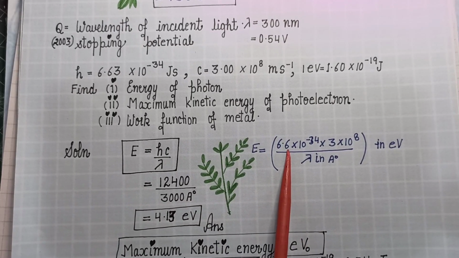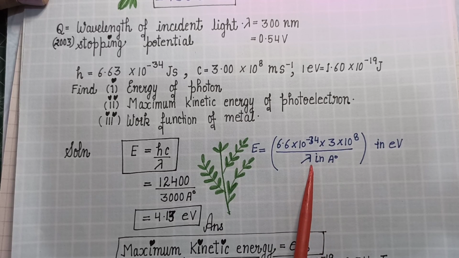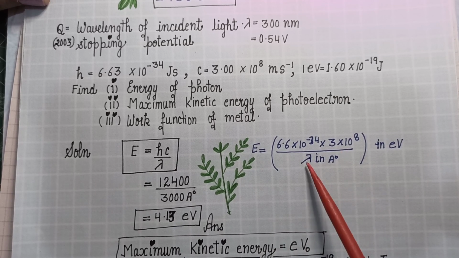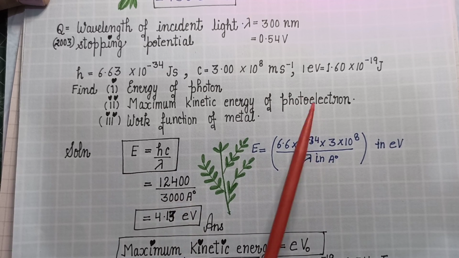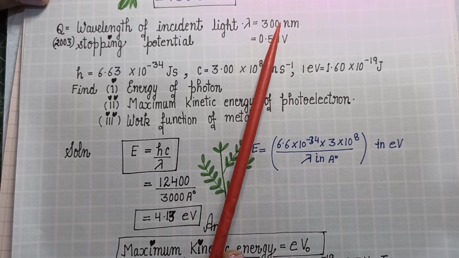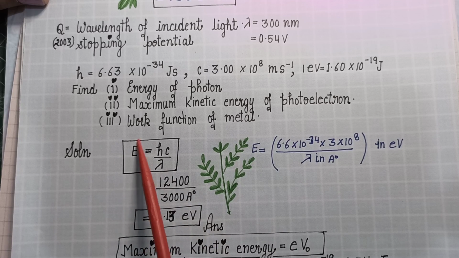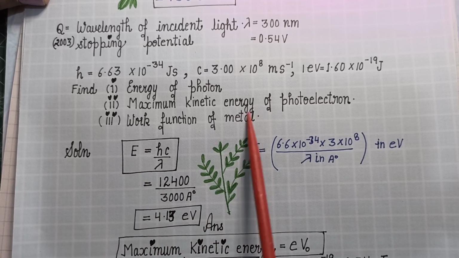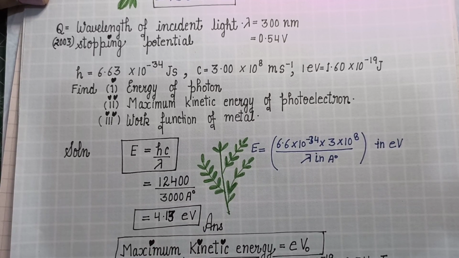I have written the value of hc and I will write lambda in Angstrom. Showing that I have substituted these values, I will come to this approximation or the shortcut formula, 12400 divided by lambda in Angstrom. It is 300 nanometer, so in Angstrom there will be 10 extra, and the answer will be 4.13 electron volt, that is the energy of the photon. So pay attention to how you are supposed to write the answer to numericals in your board copy.